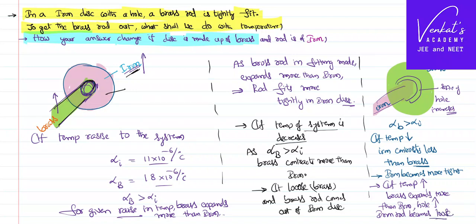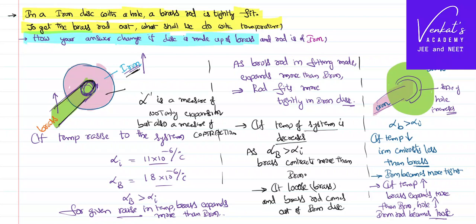So this concept is very simple. It all depends on what the alpha is. I want you to understand one point carefully: alpha is a measure of not only expansion of any material but also a measure of contraction. I want you to understand that point very carefully. Alpha is not just a measure of expansion but a measure of contraction. That's it. Thank you for watching.